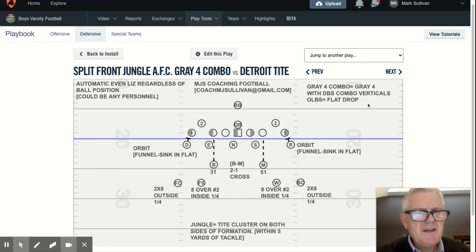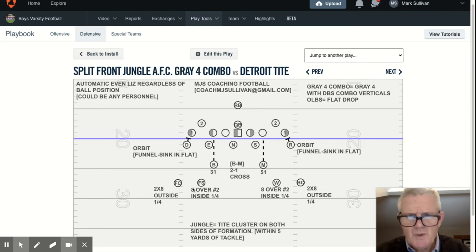Okay, so let me get to what's up here in the top right when we say it's a gray 4 combo call. And what that combo is, it's gray 4, our base match quarters. See my match quarters gray 4 playlist. But the DBs are going to combo any verticals. And again, the outside linebacker is a flat drop and looking for anything coming in the flat. And I'll get to the inside backers in a minute.